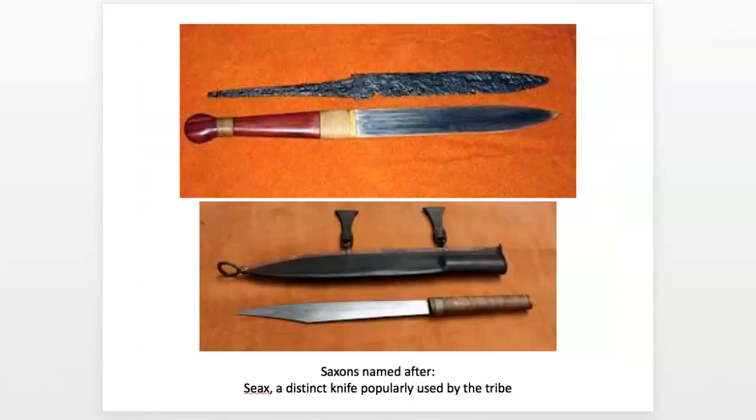And Saxons are named after the sax, a distinctive knife popularly used by the tribe. This is the sort of style here. It's still actually a kind of popular knife. If you've ever watched the show Forged in Fire, it's a blacksmithing show, they have people make these, and I think in general they are still a popular knife shape. But this is traditionally associated with this people group.